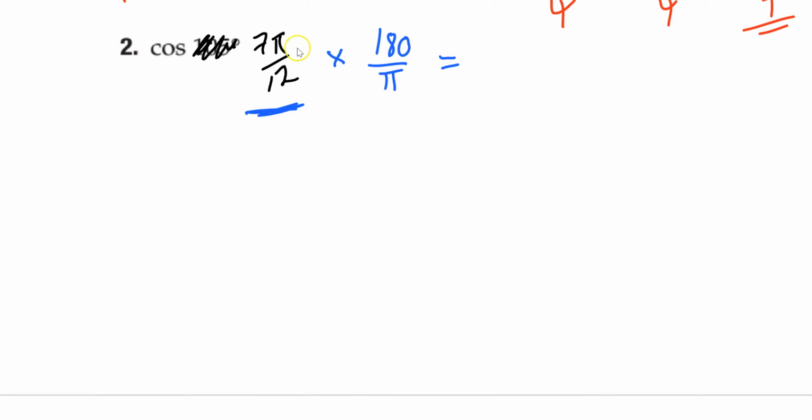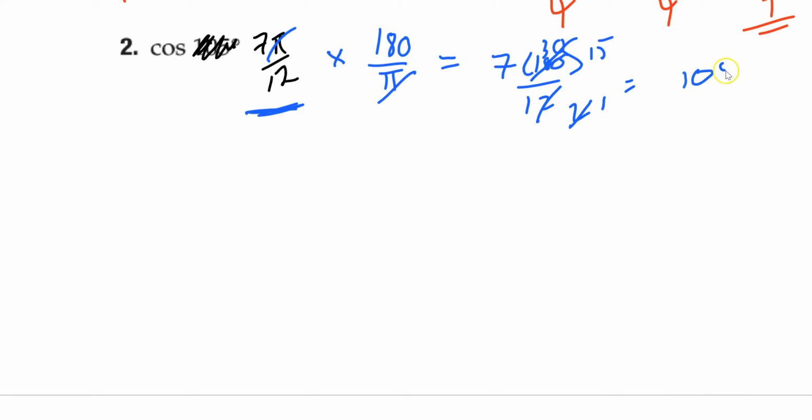So you get like this. You get 7 times 180 over 12. You can reduce it. I can divide both of these by 6, and I get 2 and I get 30. I can divide it some more, I guess. 1 and 15. 15 times 7 is 105. So cosine of 7 pi over 12 is cosine of 105.